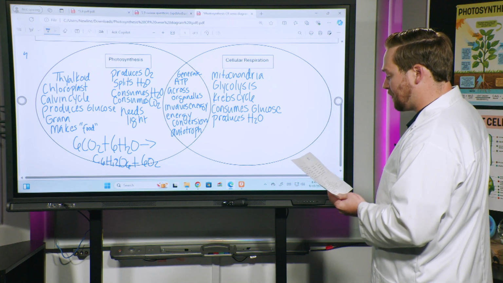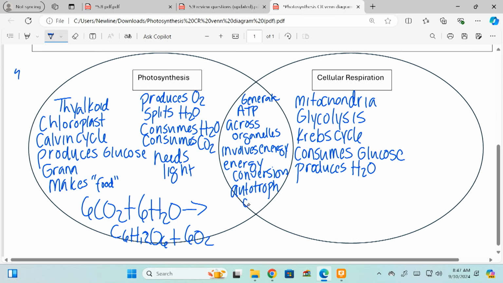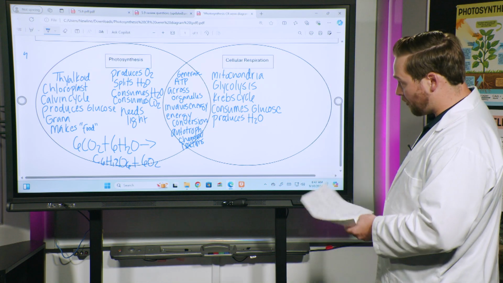The next one says chemical reactions. Well, these are both chemical reactions. So I'm putting it in the middle. Chemical reactions. Running out of room, but that one goes in the middle. Chemical reactions.